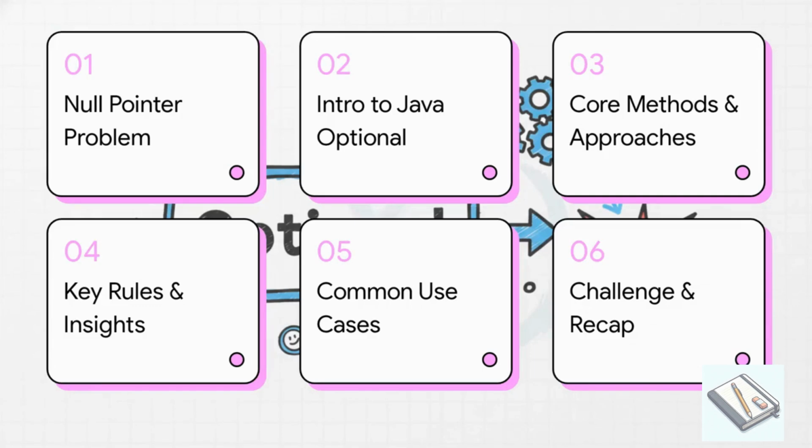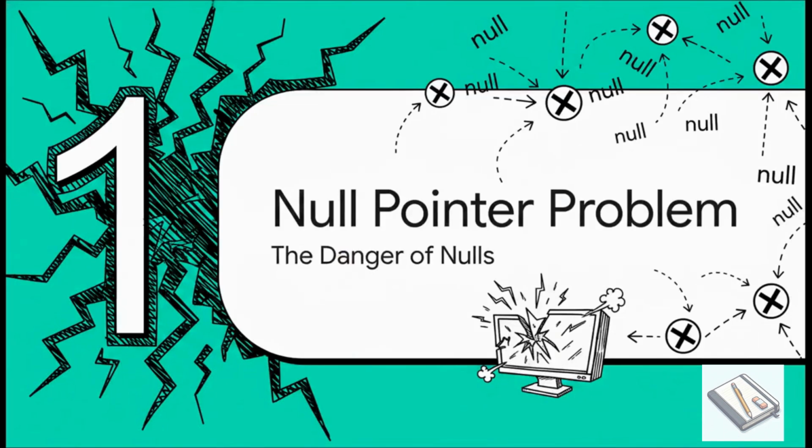Here's our quick roadmap for today. We'll start with the null pointer problem, introduce Java Optional, cover core methods and approaches, look at some key rules and insights, check out common use cases, and finish up with a challenge and recap. Let's get to it. All right, section 1, the null pointer problem.